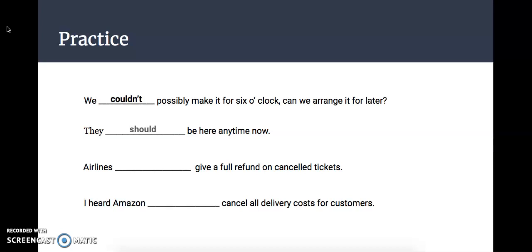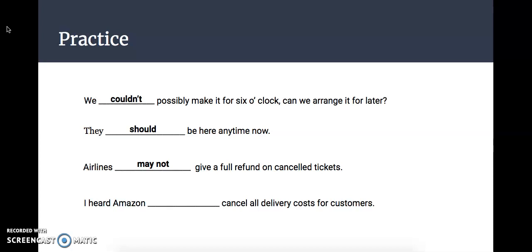Next one. They should be here any time. Again, we're very certain that they, whoever they are, should be here or would be here at any time. Airlines may not give a full refund on cancelled tickets. So now what we're stating here is there's some certainty, or some possibility, that customers will not be getting a full refund on their cancelled tickets.